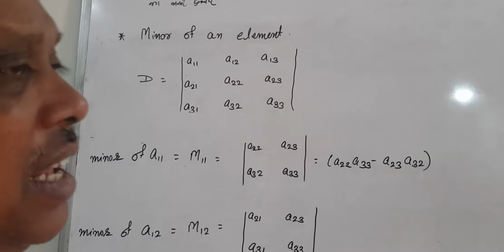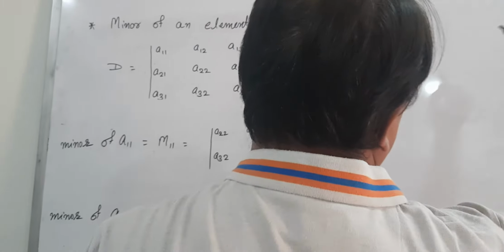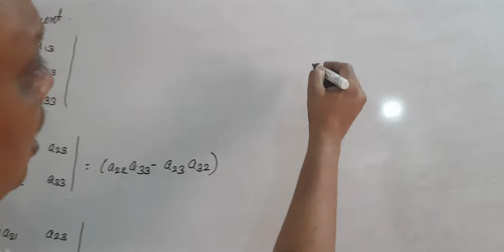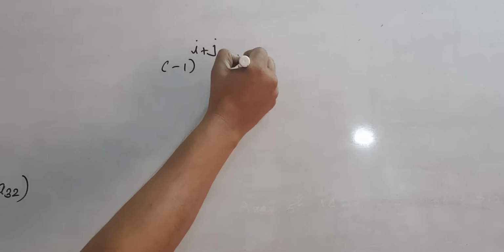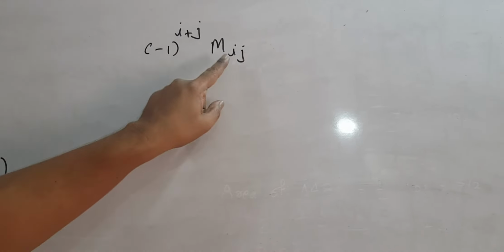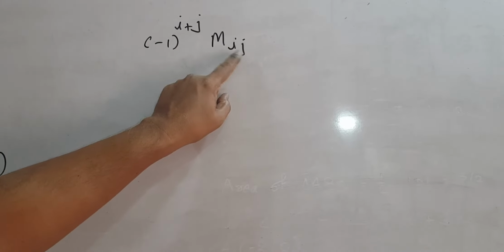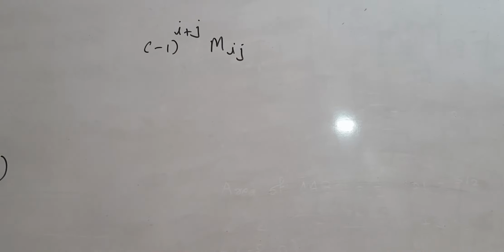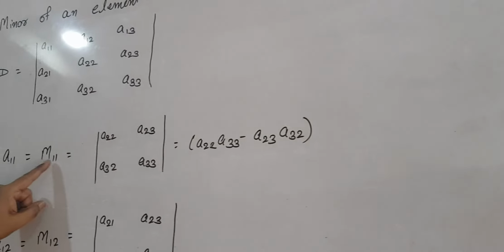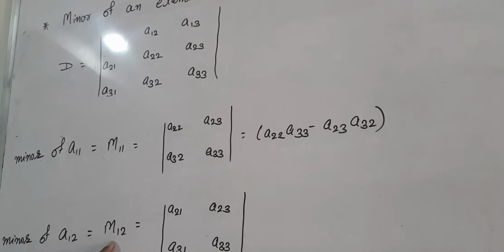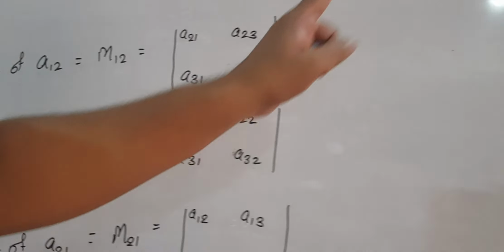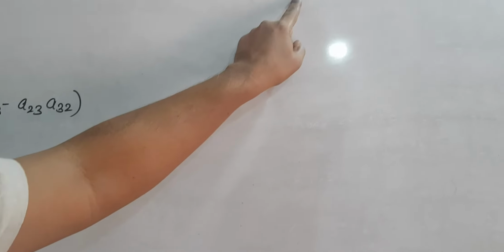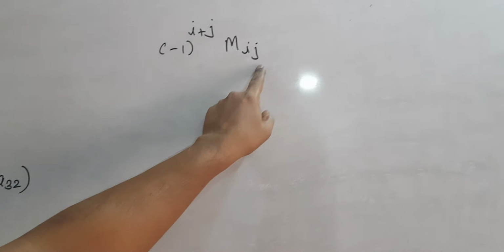But see, in this determinant, when you multiply minus 1 raised to i plus j with this Mij, what is Mij? Minor of the ith row and jth column. This M11 is the minor of first row, first column. Minor of first row, second column. Minor of first row, third column. So Mij is the minor of the ith row, jth column.